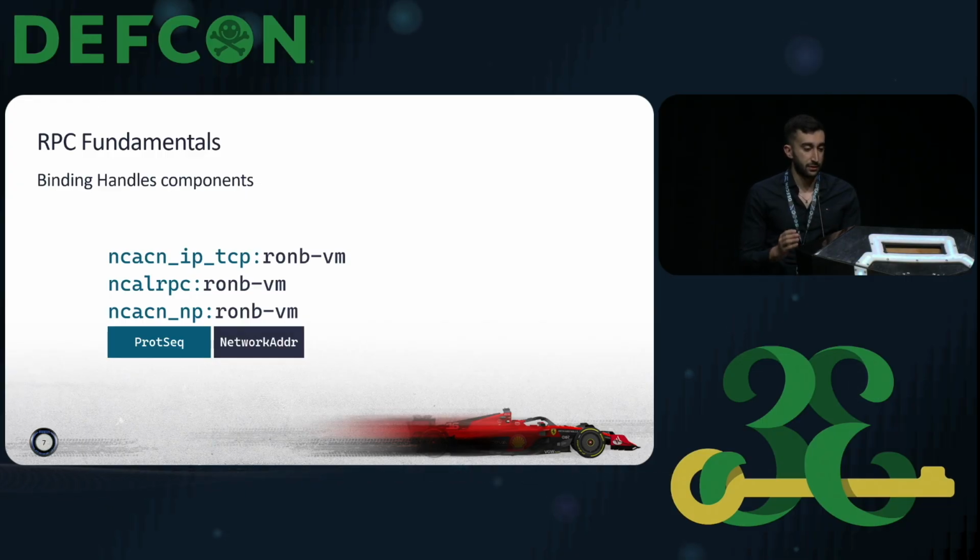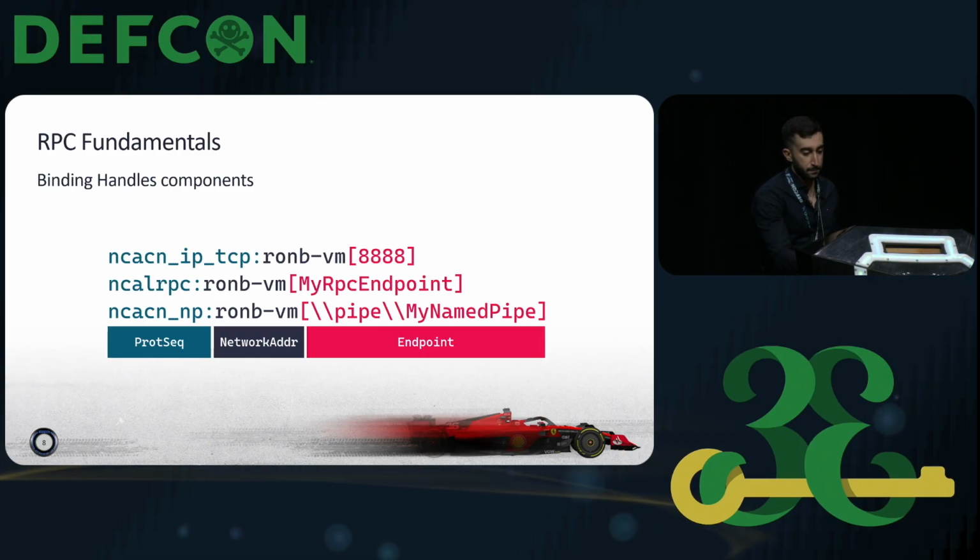The second component is the network address, which can be an IP address or computer name. And the last part is the endpoint. The meaning of it is different for every protocol sequence. For TCP, it is the port number. For SMB, it is the name of the pipe. And for ALPC, it is a unique string for that server. Two RPC servers cannot have the same endpoint. The examples in this talk are based on ALPC endpoints because that is what most of the RPC servers in Windows use. But what I'm about to show you is relevant for the other protocols as well.